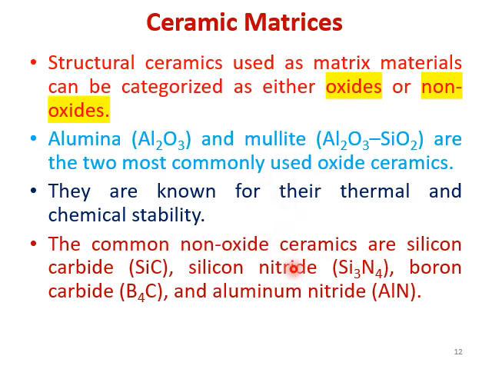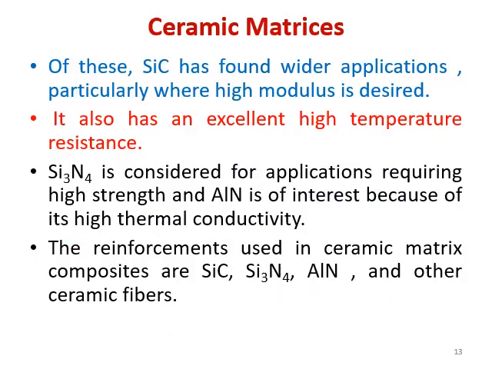The common non-oxide ceramics are silicon carbide, silicon nitride, boron carbide, and aluminum nitride. Of these, silicon carbide has found the wider application because it has a very high modulus, and it also has excellent high temperature stability, right? So silicon carbide is used where we want high temperature stability as well as high modulus, whereas silicon nitride is used for applications requiring high strength, whereas aluminum nitride is required for applications requiring high thermal conductivity.